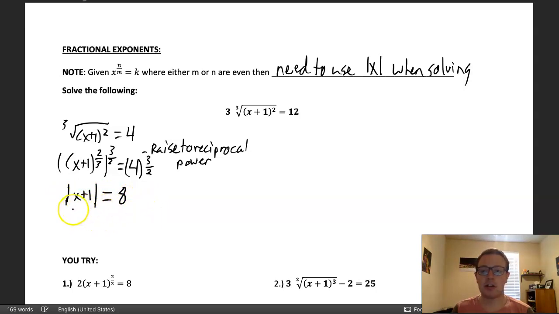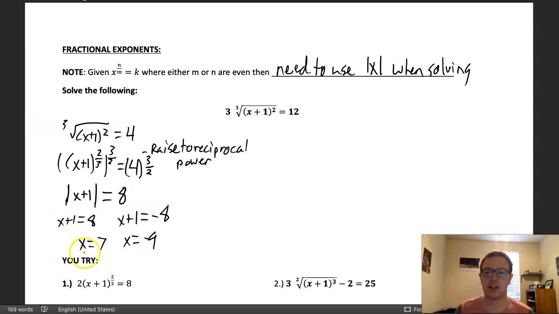We're going to need to split this twice, because what values are a distance of 8 away from 0? It's positive 8, and it's negative 8. Meaning that our two possible solutions are 7 and negative 9. But wait, there's more. We're not done just because we've reached these two values. We have to check for extraneous solutions. Meaning we're going to substitute in 7 into this equation and see whether it makes sense, and we'll substitute negative 9 in and see whether it makes sense. So let's go ahead and do this.